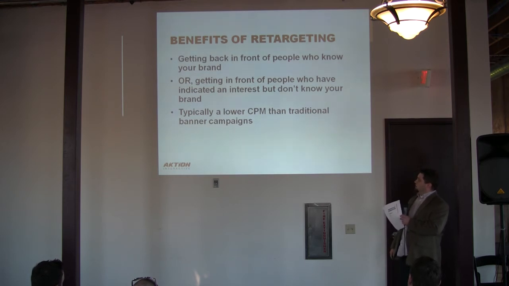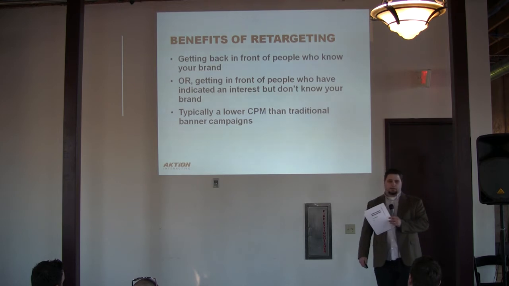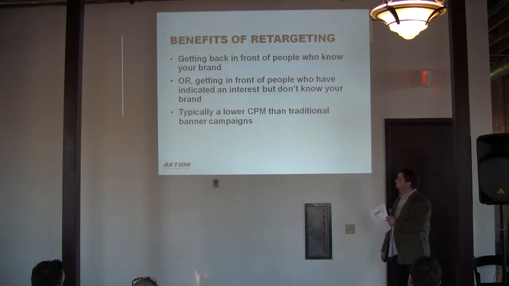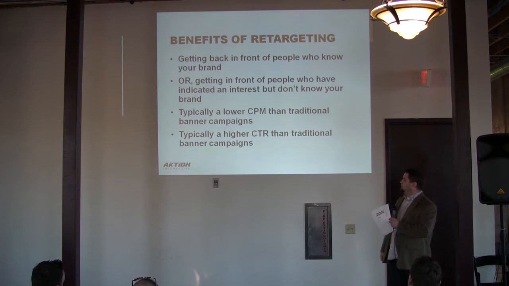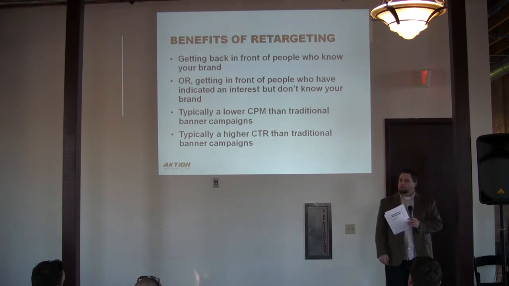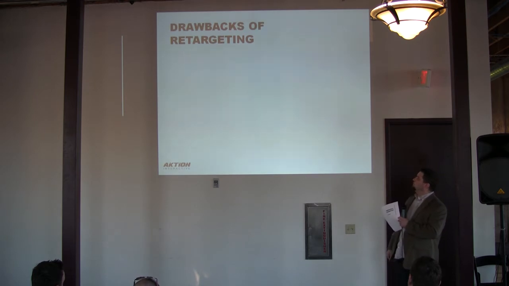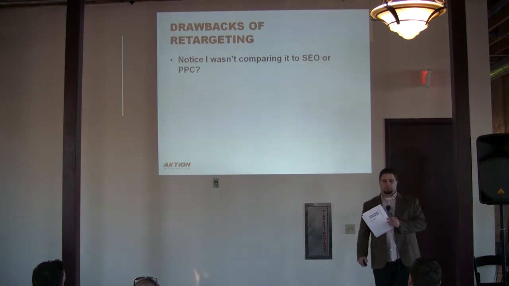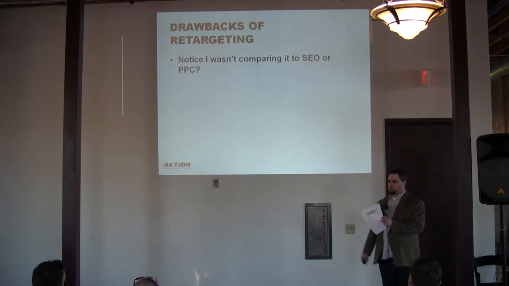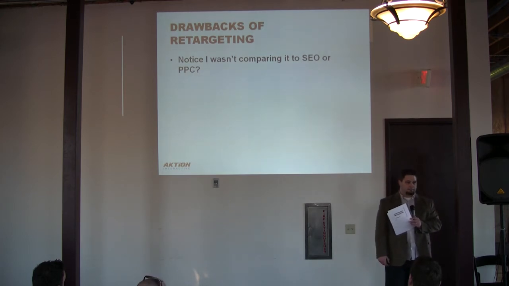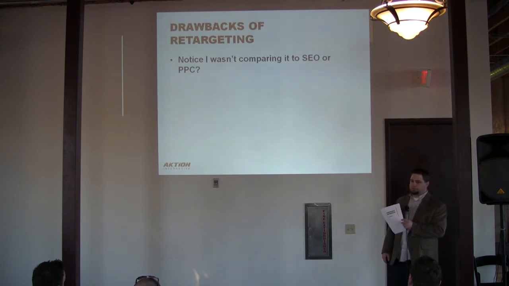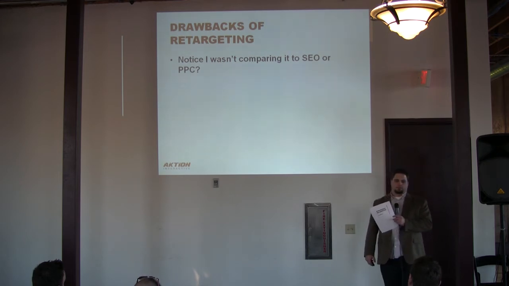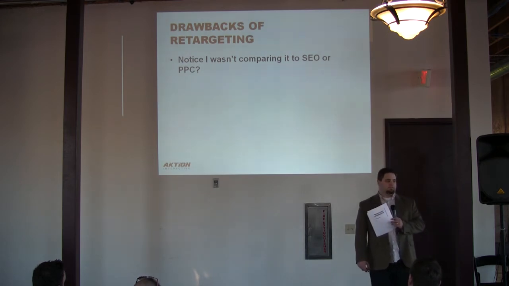Typically, you're going to have a lower CPM with retargeting than you are with traditional banner campaigns, so cost per thousand ad impressions, and typically you're going to get a higher click-through rate than traditional banner campaigns. All good things. So drawbacks, there are some. Notice I was not comparing the statistics for click-through rate and cost per thousand to search marketing. So here's where the SEO in me comes out. Search is still a better channel for ROI, at least in my opinion. If I've got limited budgets and a client says, should we do search or should we do retargeting, I'm going to go search every single time.